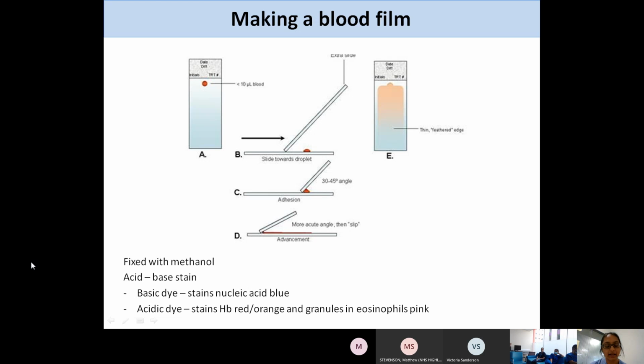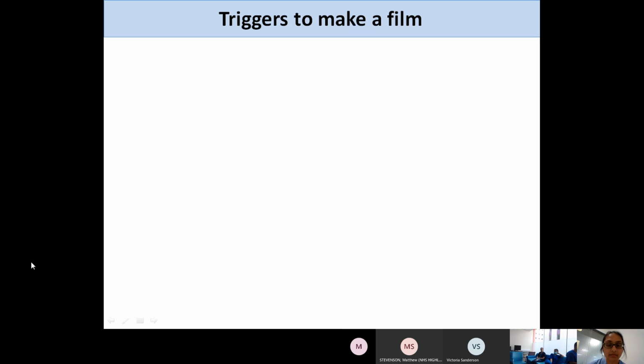So the basic dye stains nucleic acid blue, and that gives a bluey and dark appearance to the nucleus. And the acidic dye stains haemoglobin a red-orange colour, and that's why red cells are called red cells, because they stain red with this acid dye. And it also stains granules in an eosinophil pink. So that's the stain that we use in our lab and pretty much all haematology labs worldwide.